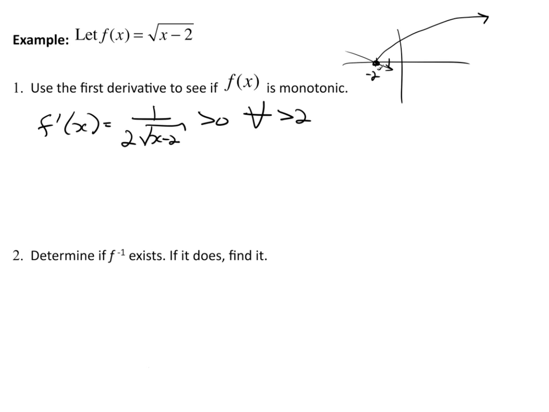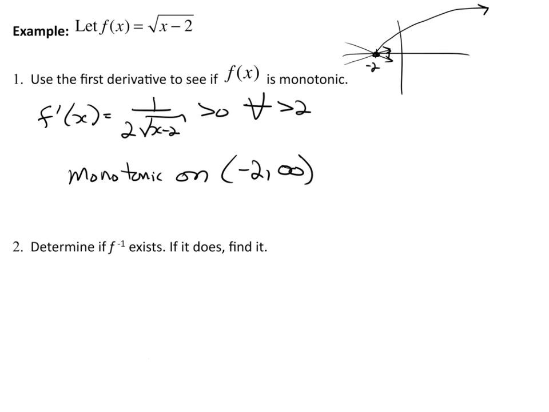So like I said before, the first derivative won't exist at this point because it's going to have an infinite number of possible tangent lines. And remember, the first derivative is the slope of the tangent line. So it's monotonic, so I'm convinced that the inverse function will exist. So this thing is monotonic on negative 2 to infinity, but that's obviously the open interval.